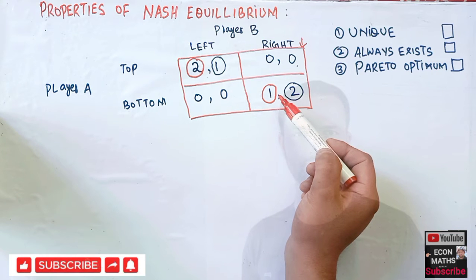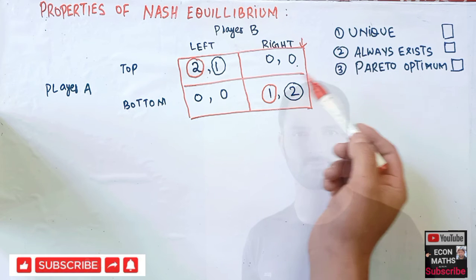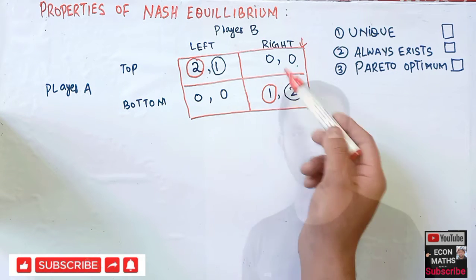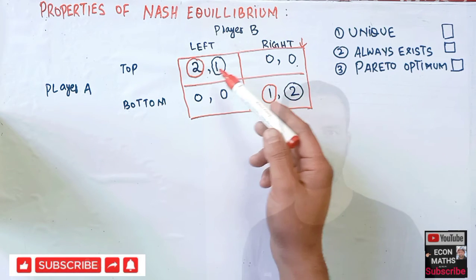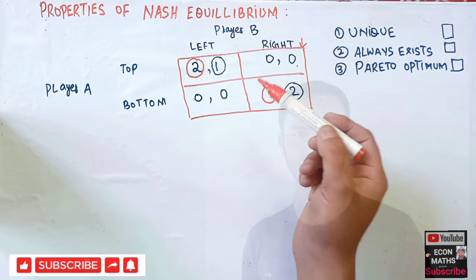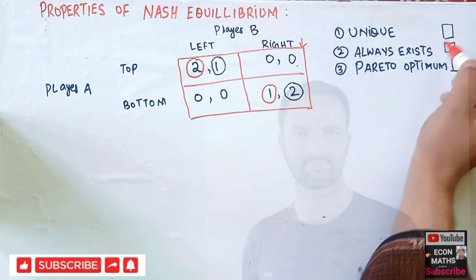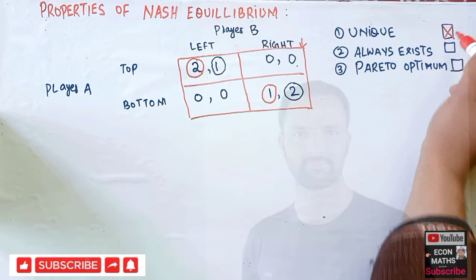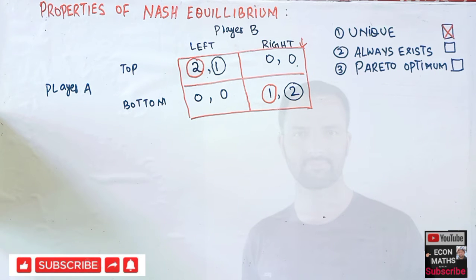So whether the Nash equilibrium is unique, by unique we mean the payoff matrix or the game has only one Nash equilibrium, but here we got two Nash equilibriums. That means Nash equilibrium is not unique. So we say, is Nash equilibrium unique? No, Nash equilibrium is not unique, because we got here two Nash equilibriums.